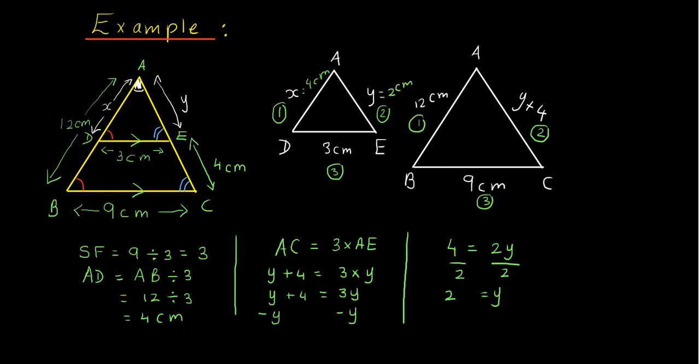And y plus 4 should be 6, which is 6. And just to check it, we'll also find 3y. It's 3 times 2, which is also 6. So that means this answer is 6 centimeters, and that's the correct answer. So that's how I find the missing lengths using similar shapes.